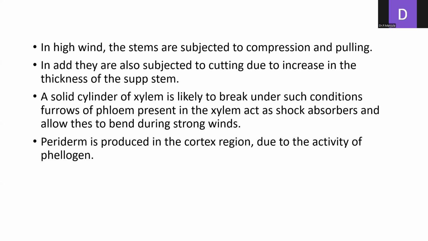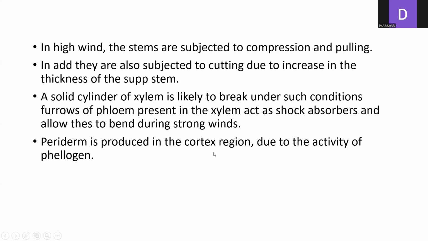A solid cylinder of xylem is likely to break under such conditions. So furrows of phloem present in the xylem act as a shock absorber and allow the stem to bend during strong winds. So it is an adaptive anomaly. Anomalous secondary growth in Bignonia is the adaptive anomaly. That is, it is useful to the plant in high winds. It can be protected from high winds due to the presence of this sclerenchyma.